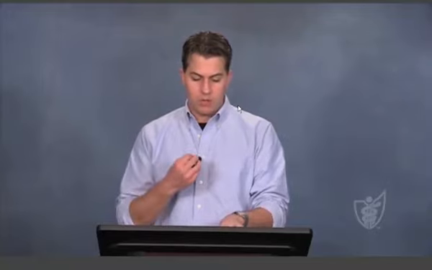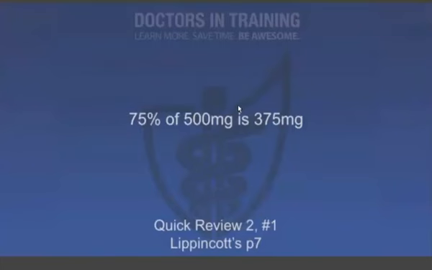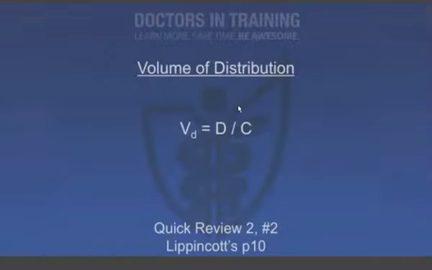Okay, let's get through the answers to quick review number 2. Number one, if you administer 500 milligrams of a drug that has a bioavailability of 75%, calculate the amount of drug that reaches the systemic circulation unchanged. So you take 500 milligrams of a drug, but only 75% of it gets into your circulation. So it's just 75% of that 500. So this is 375 milligrams. It's a very easy calculation.